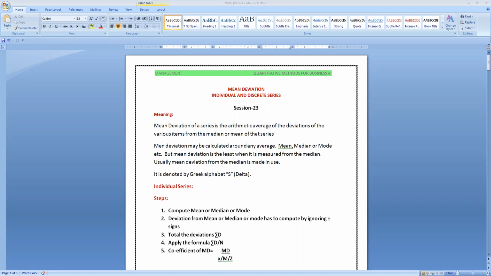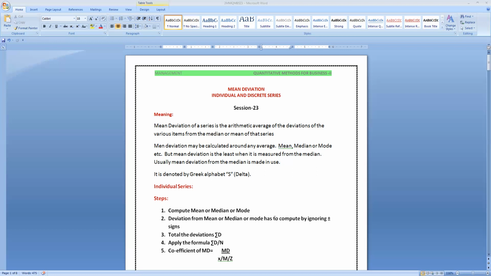So, in this session, we are going to calculate the third type of dispersion, that is called mean deviation. In mean deviation, in case of individual and discrete series, how to calculate, we are going to discuss in this section. We know that the first two methods of dispersion, that is range and quartile deviation, are not purely the measures of dispersion because they are based on two values rather than on an average. In case of range, only two extremes are taken into account, and in case of quartile deviation, Q3 and Q1.